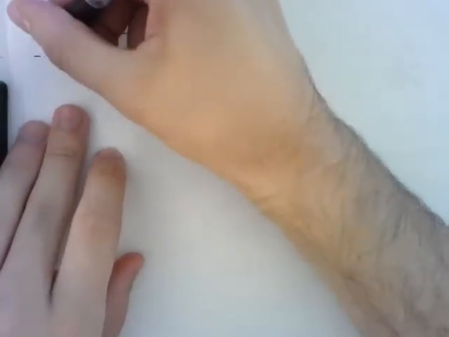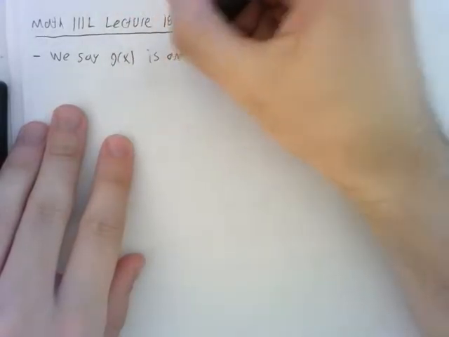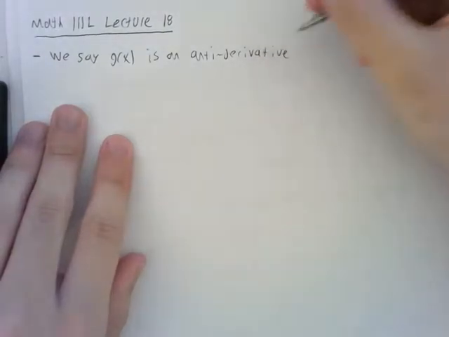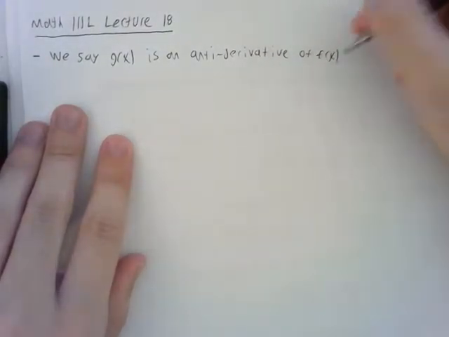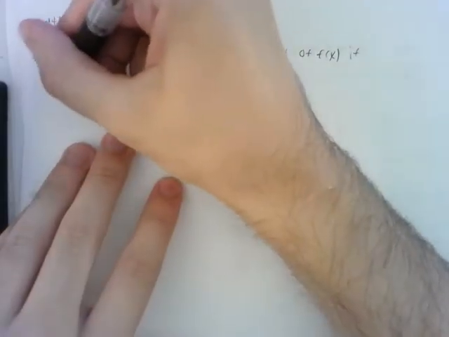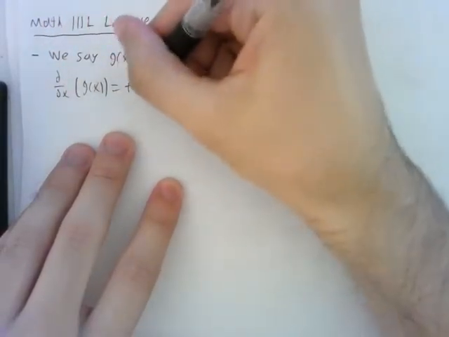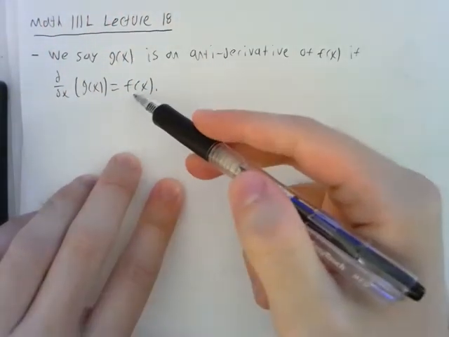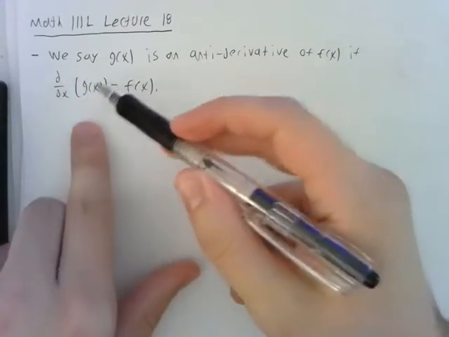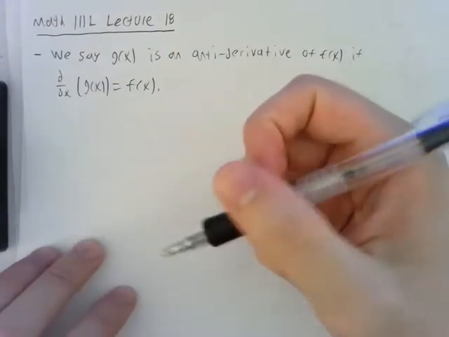So the definition is that we say g of x is an antiderivative of f of x if the derivative of g of x is equal to f of x. So in other words, f of x is equal to g prime of x. So if we're given g prime, we want to find g. So it's like doing derivatives in reverse.